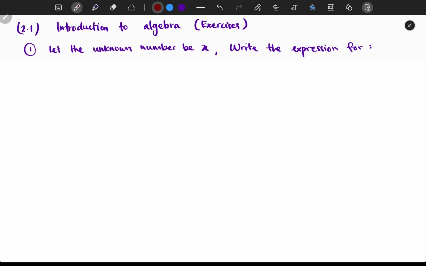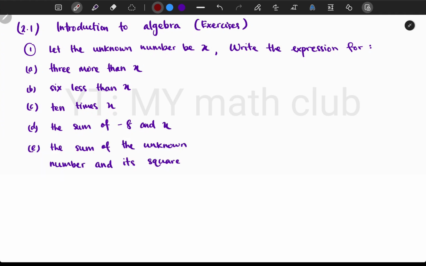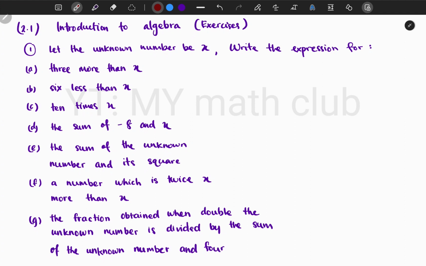Write the expression for A, 3 more than x, B, 6 less than x, C, 10 times x, D, the sum of negative 8 and x, E, the sum of the unknown number and its square, F, a number which is twice x more than x, G, the fraction obtained when the double of the unknown number is divided by the sum of the unknown number and 4.